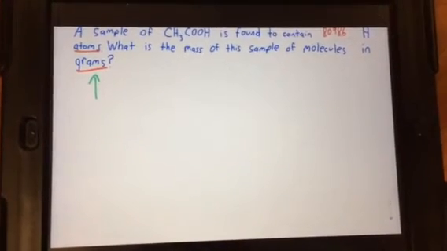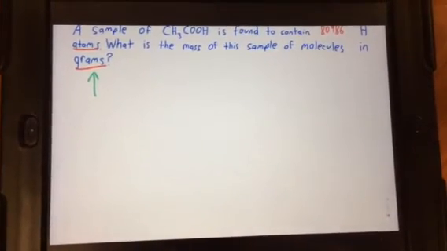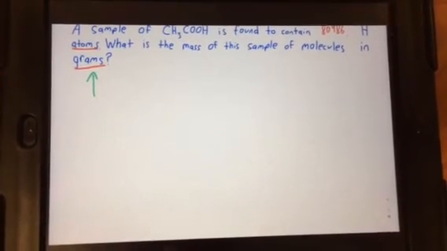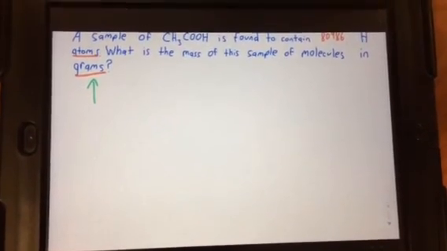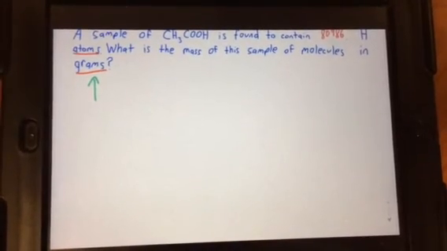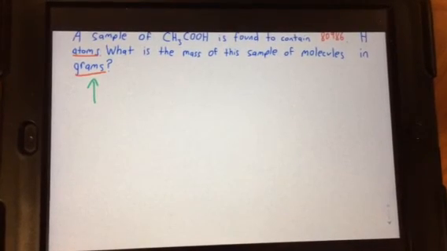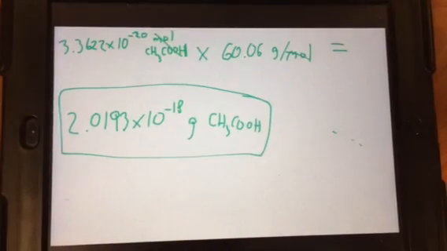Another common mistake is messing up the units in some way, either starting with something other than hydrogen atoms or finishing in something different than grams of acetic acid. So it's important to make sure you get into the correct units, and here is the final answer.